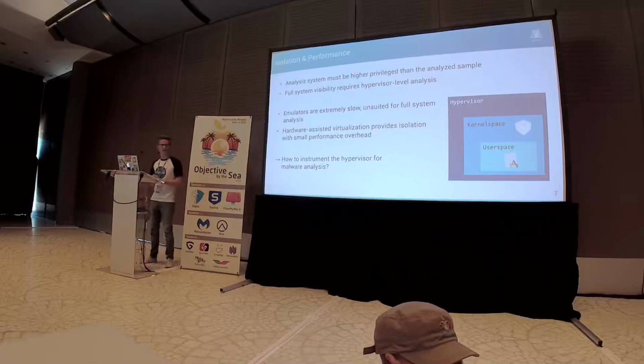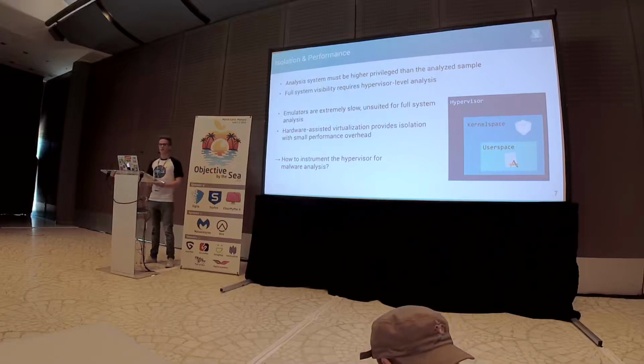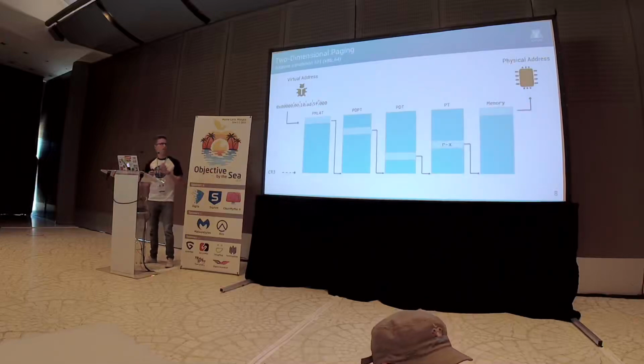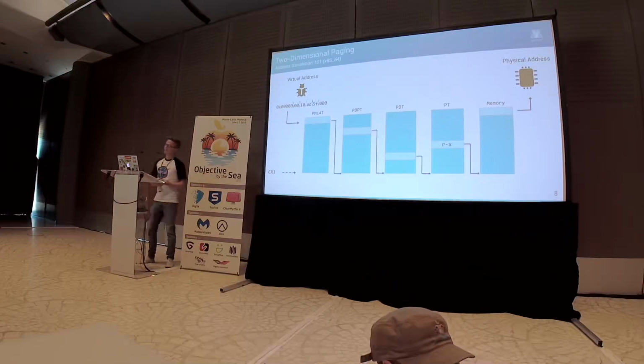Now, the question remains, how can we use this? How can we use virtualization to do malware analysis? How can we instrument the hypervisor for malware analysis? For this, we use a technique called two-dimensional paging. We're going to explain this now, but first, let's have a look at traditional paging, traditional address translation.